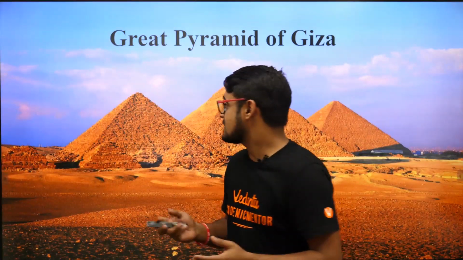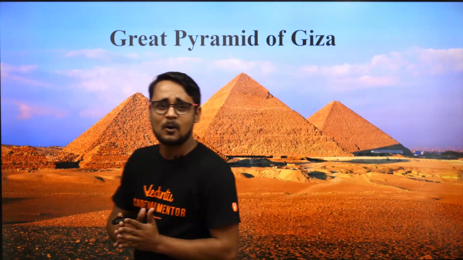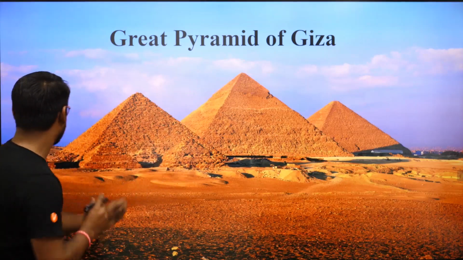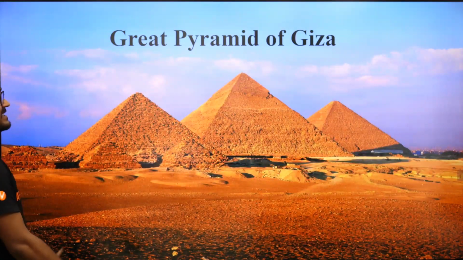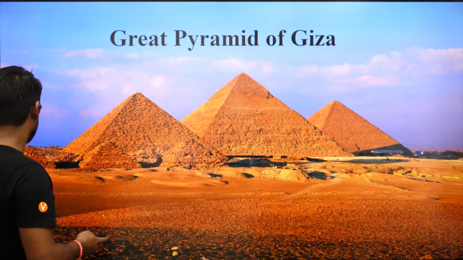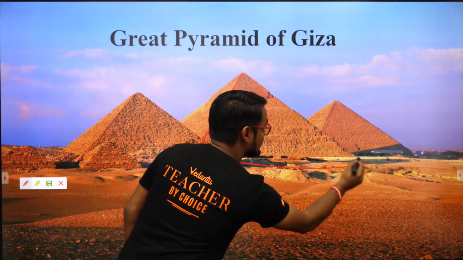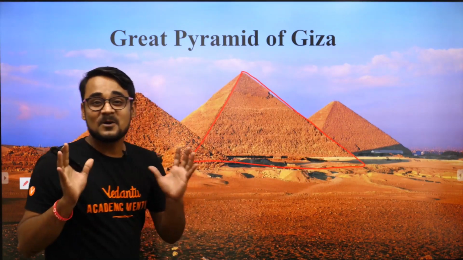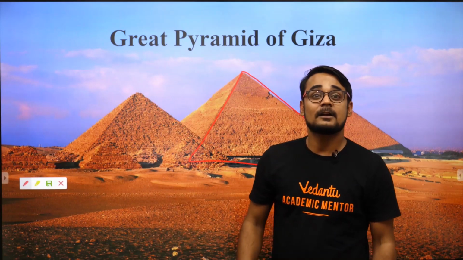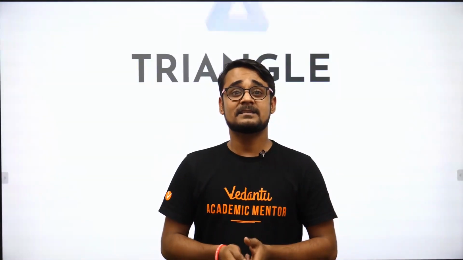So what you can see here is the Great Pyramid of Giza. I am going out of the slide so that you can see. Once you see its cross-sectional view, what can you see? You can see a triangular structure. Here it is. I know you all must have understood that today we are going to learn something about triangles. And in triangles, we are going to learn something about Thales Theorem.